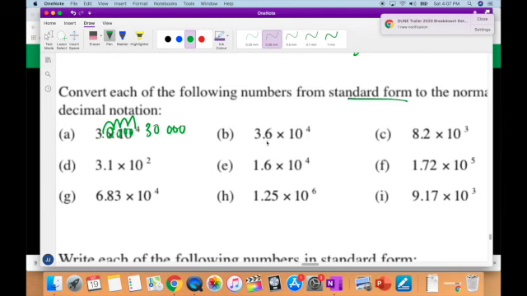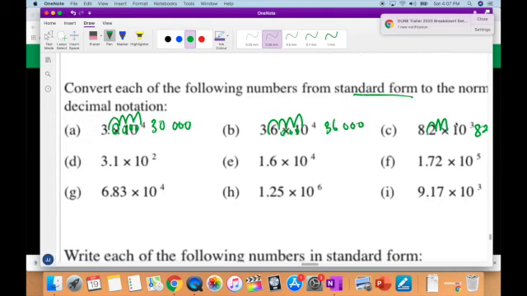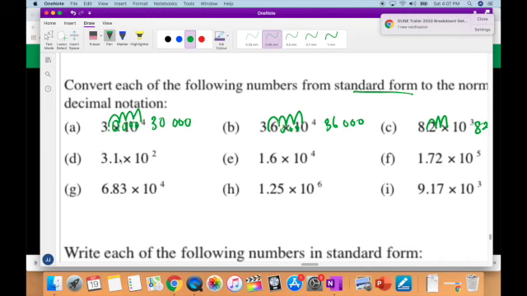So 3.6 by 10 to the 4. There you go. The point 1, 2, 3, 4, 0, 0, 0, 36,000. 8.2 by 10 to the 3, 1, 2, 3, that is 8,200. 3.1 by 10 to the 2, 1, 2, so that's 310. 1.6 by 10 to the 4, 1, 2, 3, 4, so that is 16,000.